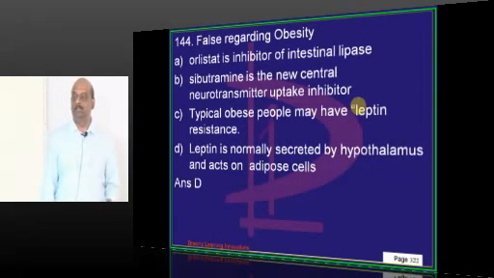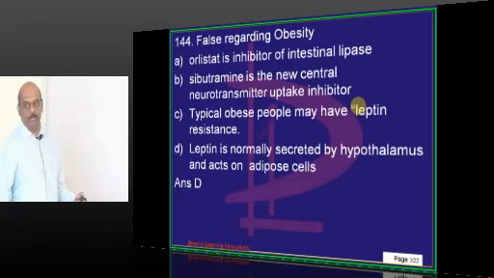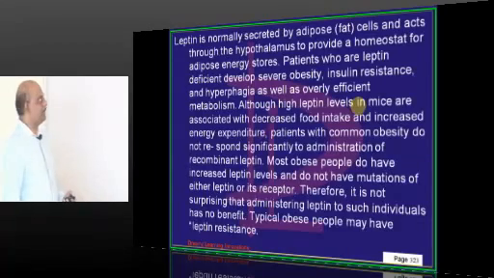In obesity, what is the story about leptin? Leptin is produced by adipose cells, not hypothalamus.